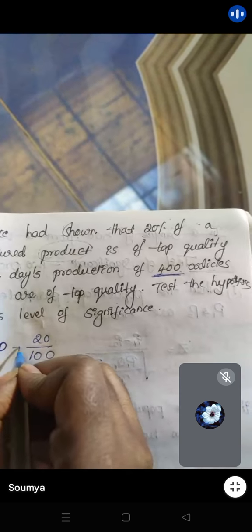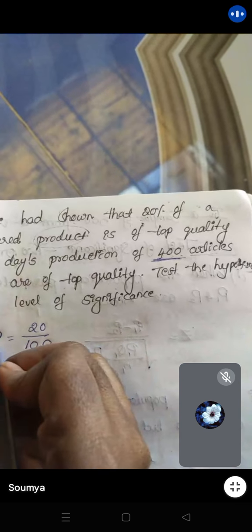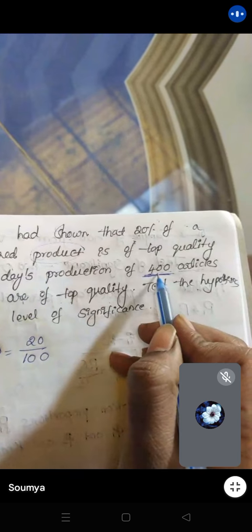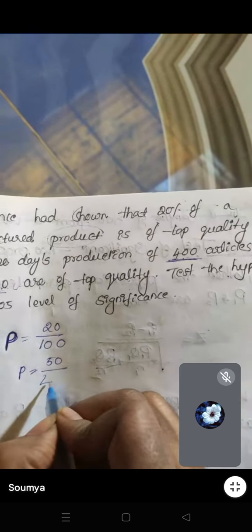20% of the manufactured product is of top quality. What does that mean? 20% means out of 100, it is 20. What I have told you is that proportion is nothing but this much out of that much: the number of selections by the total number of items. So 20 out of 100 is capital P. And small p: only 50 are of top quality, so 50 by 400 is small p. Remember that.